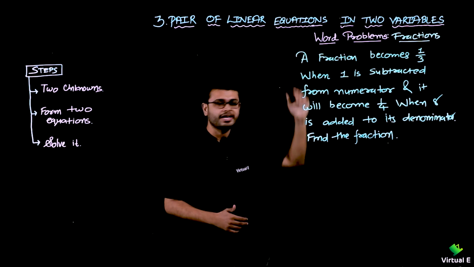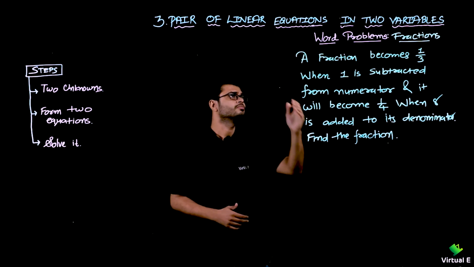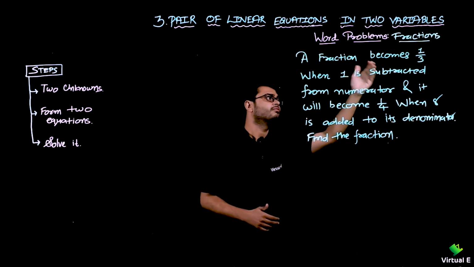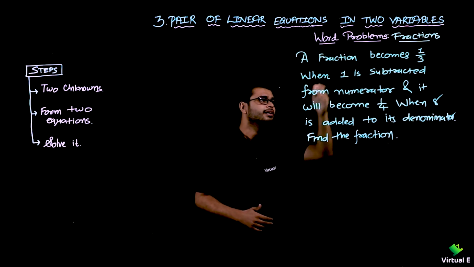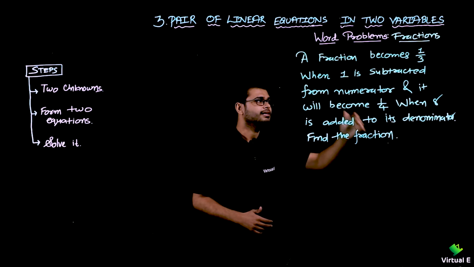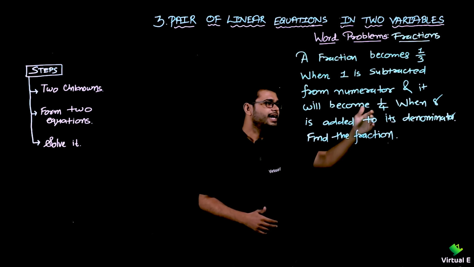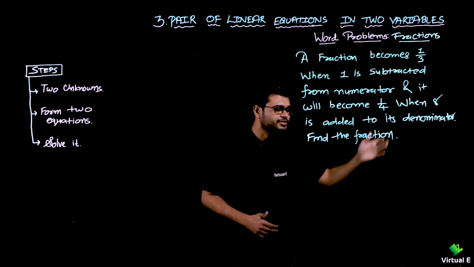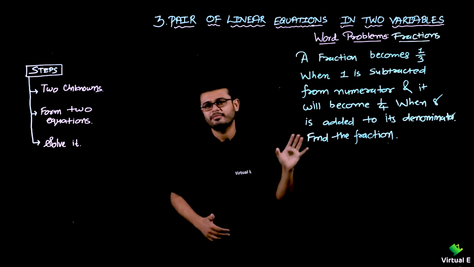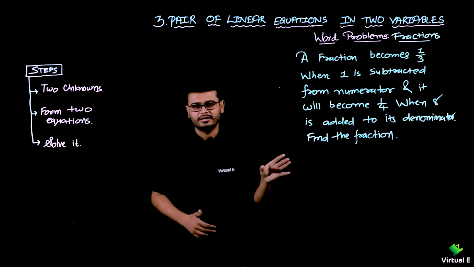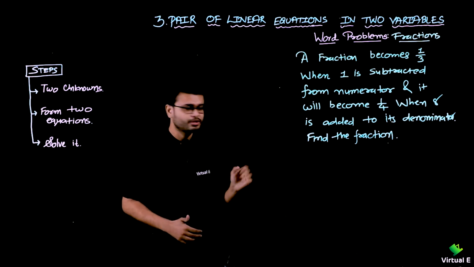The first is fractions. A fraction becomes 1 over 3 when 1 is subtracted from the numerator, and it will become 1 over 4 when 8 is added to its denominator. Find the fraction. It is a very long sentence, you won't be able to absorb all the information at a time. Don't even do it. That's not the correct way to do it.